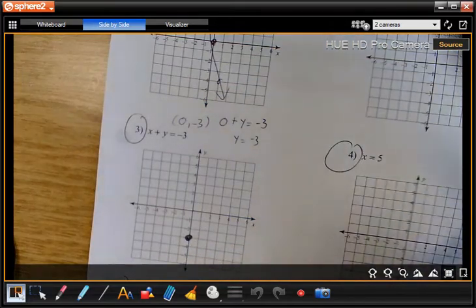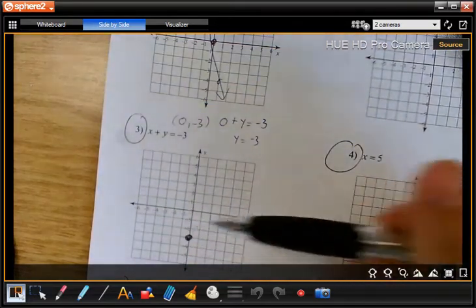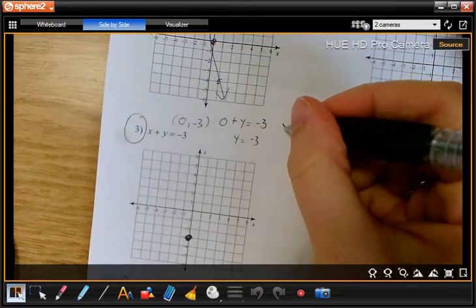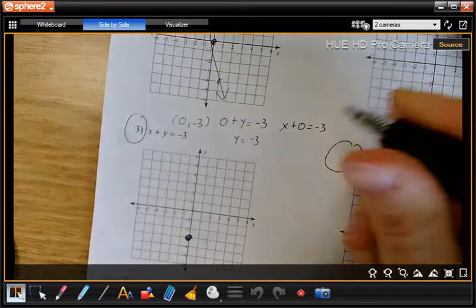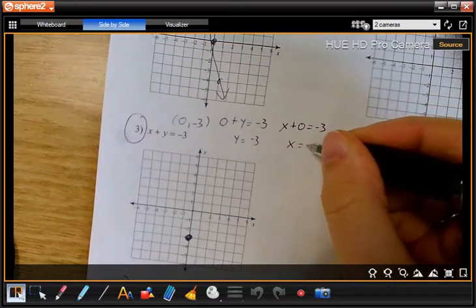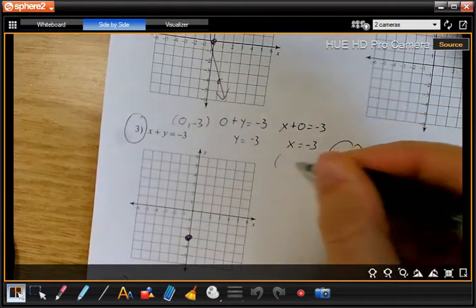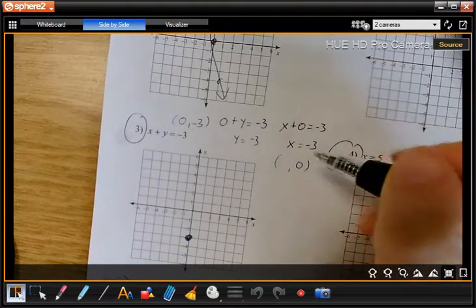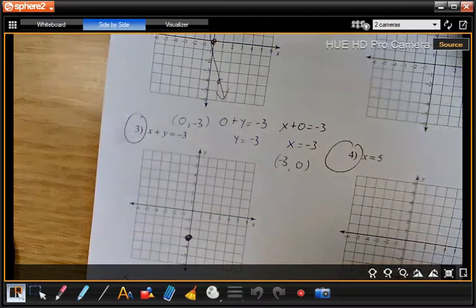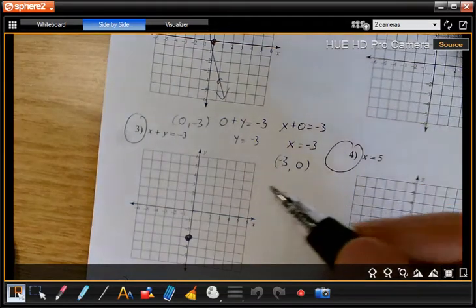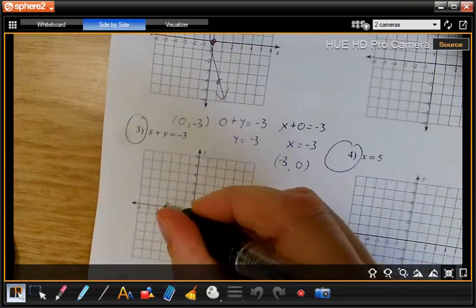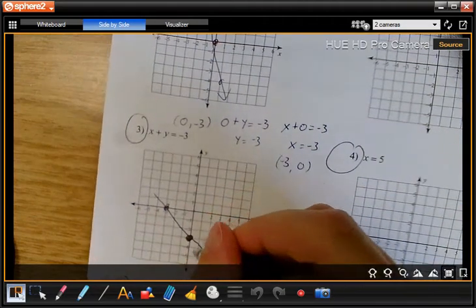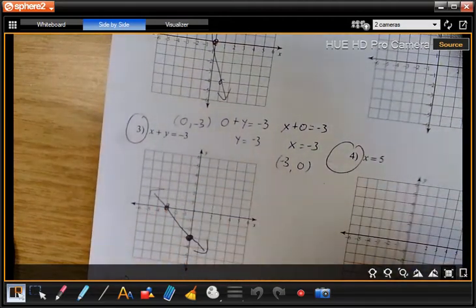Now I want to find my x-intercept. To find the x-intercept, we want y to equal 0. So I'm going to go x plus 0 equals -3. So x equals -3 in this case. So remember, I put in a 0 for y, when I came out with -3. So that's my other point. I'm going to go -3, 0, and I can connect these, and I have my line in standard form.